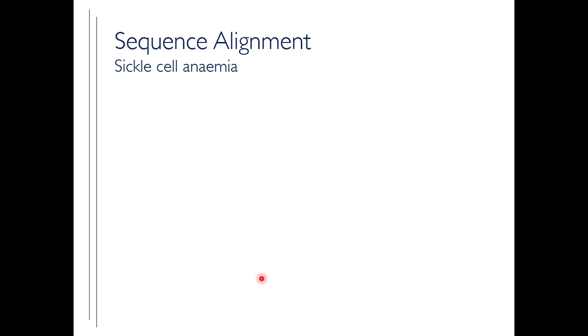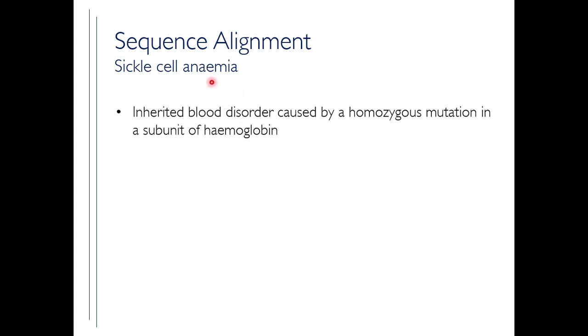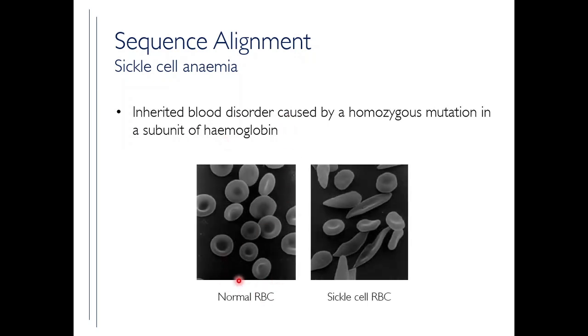So an example of a sequence alignment I will just show you now is something called sickle cell anemia, which hopefully you have heard of before. It's an inherited blood disorder. It's caused by a homozygous mutation in the beta subunit of hemoglobin. It's a glutamic acid to valine substitution, which is an amino acid. And you can see that normal red blood cells that don't have this have a typical biconcave disc shape. But if you have sickle cell, it causes distortion of your red blood cells and therefore reduced oxygen carrying capacity and actually quite severe anemia.